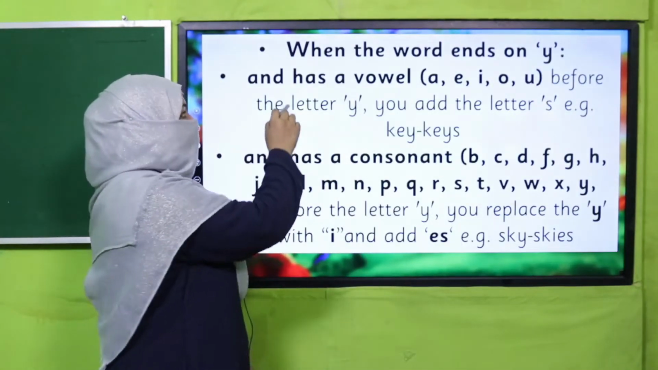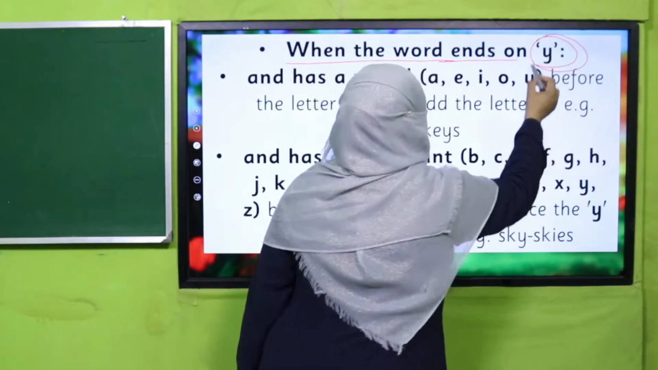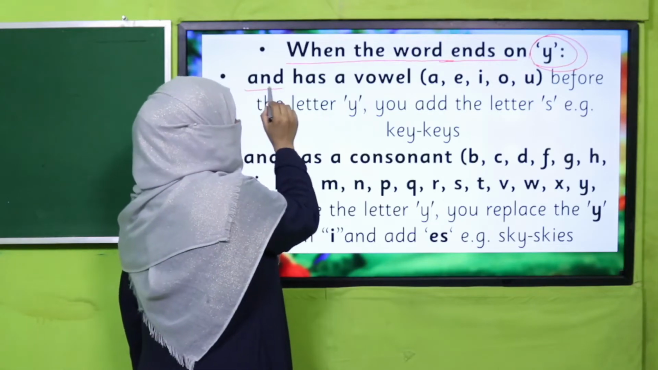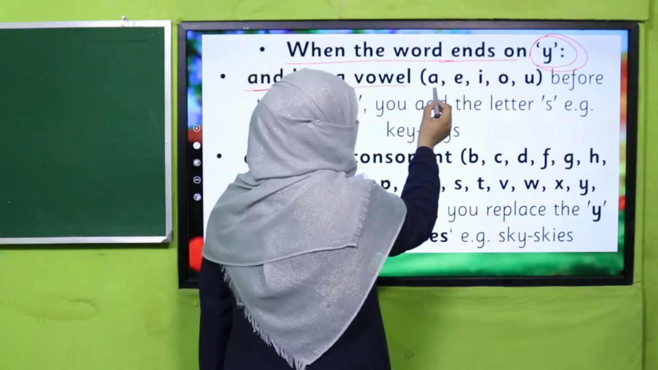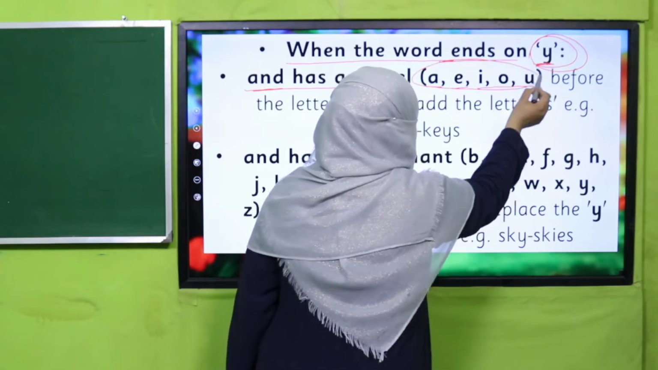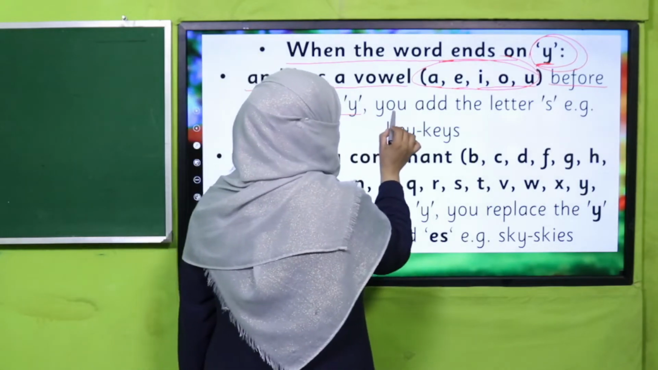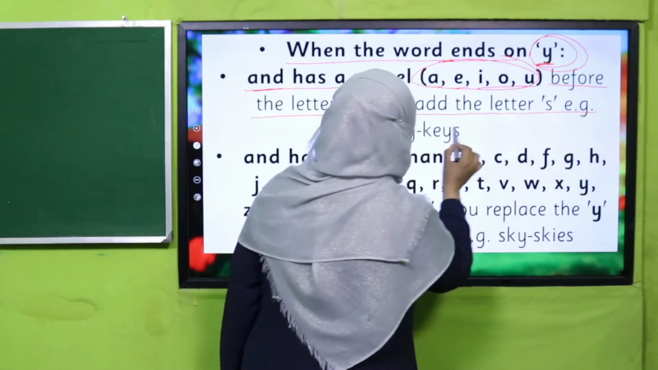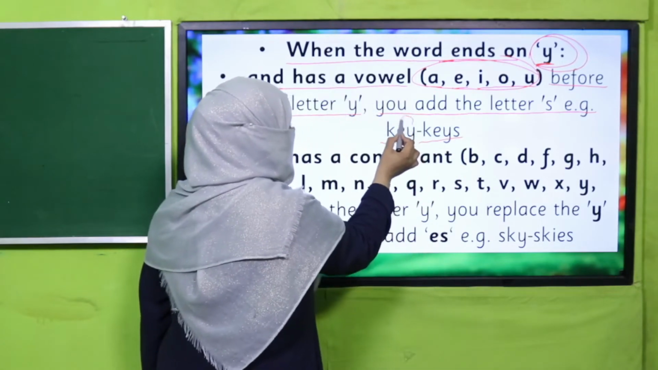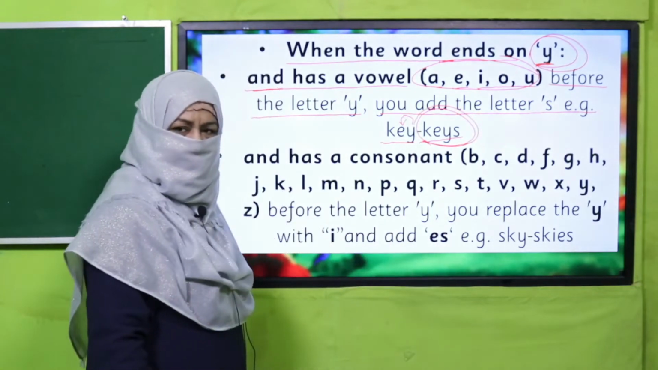Now the third rule is when the noun ends in y. There can be two cases. If before y there is a vowel, and we know the vowels are a, e, i, o, u, meaning the letter before y is any of these, you add only s. For example, key, keys. Why? Because before y is a vowel, so we make the plural by adding s: keys.